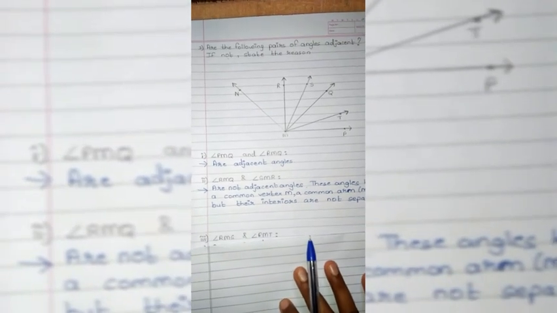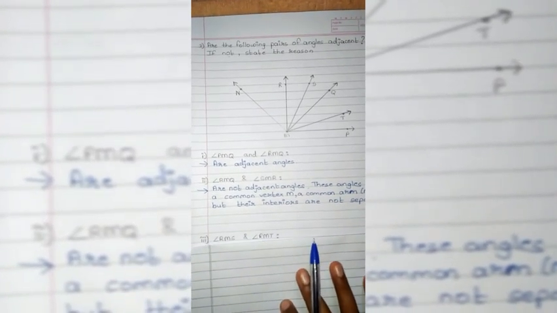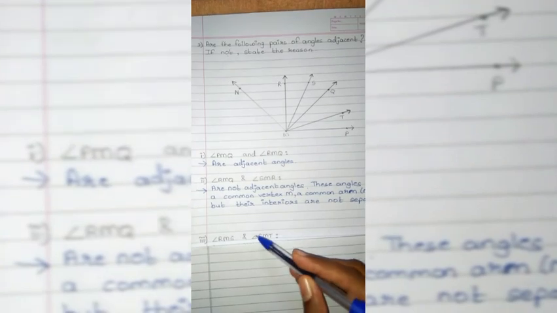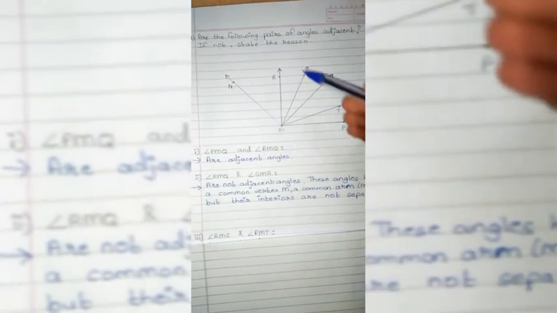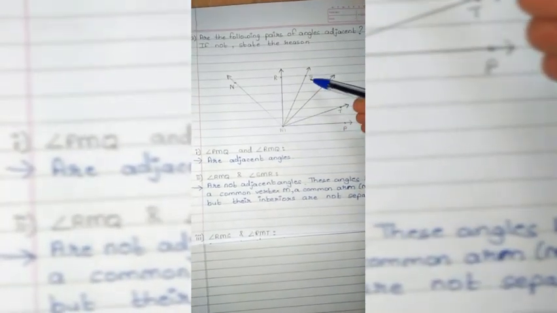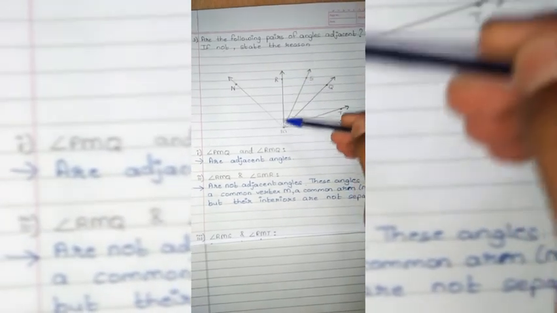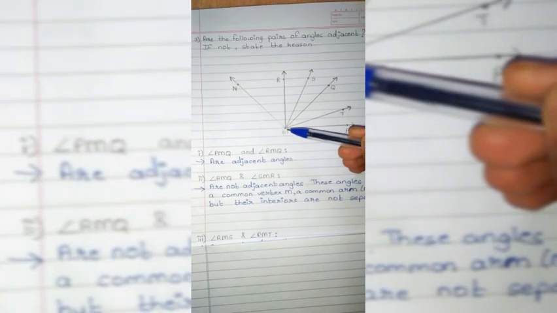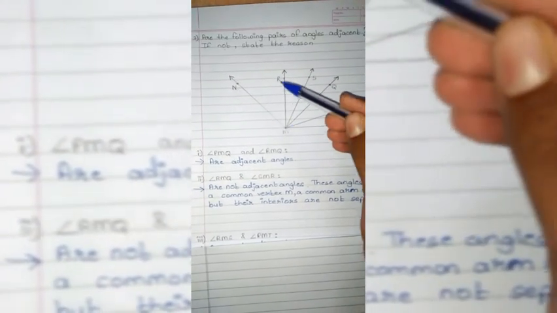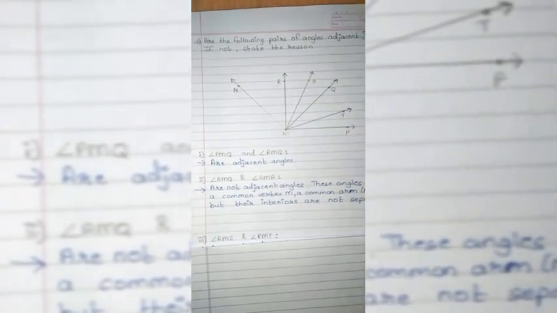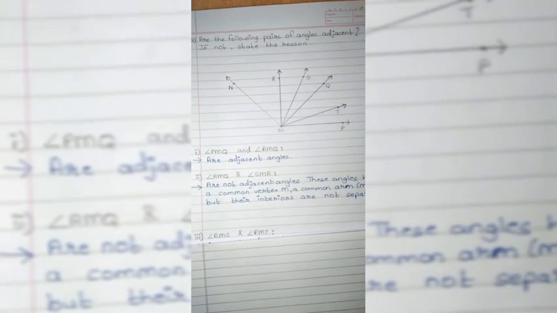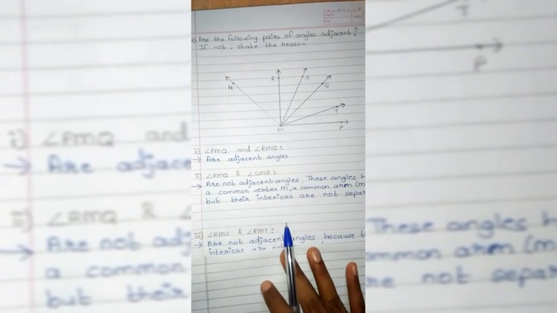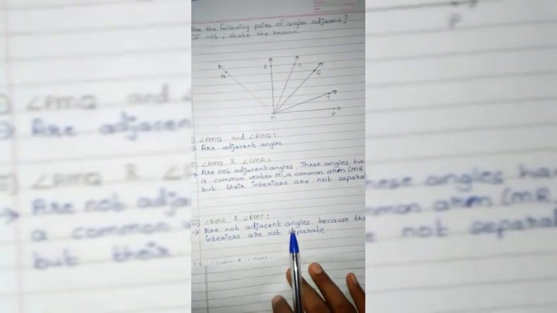Now, third one, angle RMS and angle RMT. These two angles have a common vertex M, common arm MR, but they do not have separate interiors. So these two angles are not adjacent angles because they don't have separate interiors.